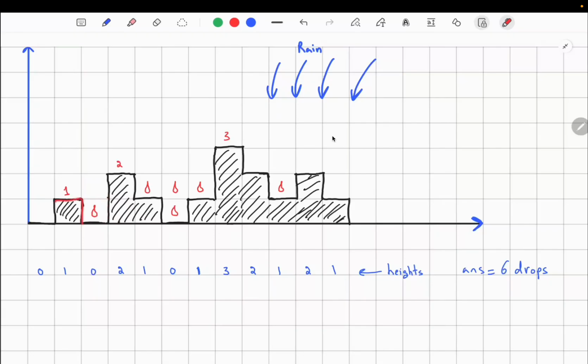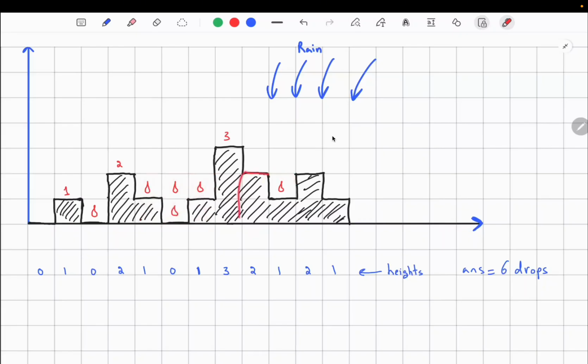So for example, for this bar and for this bar, we can draw a line equal to the height of the smaller bar, which is this one, and then under this line, we can trap water. Similarly, for this bar and for this bar, we can draw a line equal to the height of the lower bar, and then under this line, in all the free spaces, we can trap water. So under this line, we cannot trap water here and we cannot trap water here because these are not free spaces, but we can trap water here and here and here and here. So these are 4 drops.